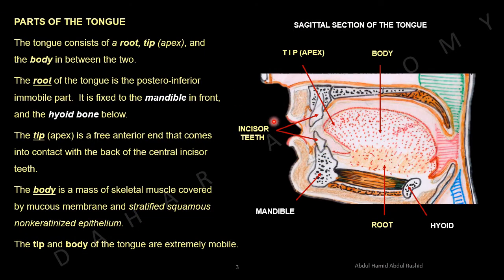Parts of the tongue. This is the sagittal section of the oral cavity and the tongue. The tongue consists of a root, a tip, that is the apex, and the body in between the two. The root of the tongue is the postero-inferior immobile part. It is fixed to the mandible in front and the hyoid bone below and behind. The tip, that is the apex, is a free anterior end that comes into contact with the back of the central incisor teeth. The body is a mass of skeletal muscle covered by mucous membrane and stratified squamous non-keratinized epithelium. The tip and body of the tongue are extremely mobile.